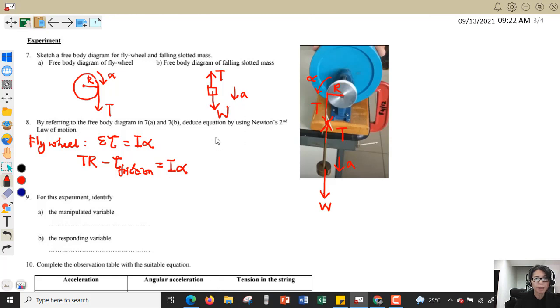Then we consider the slotted mass. For the slotted mass, we have weight downward, tension upward, and the slotted mass is accelerating downward. By Newton's second law, the summation of forces equals ma. The net force causes acceleration. Our weight is in the same direction as the acceleration, so we take weight minus tension equals ma.